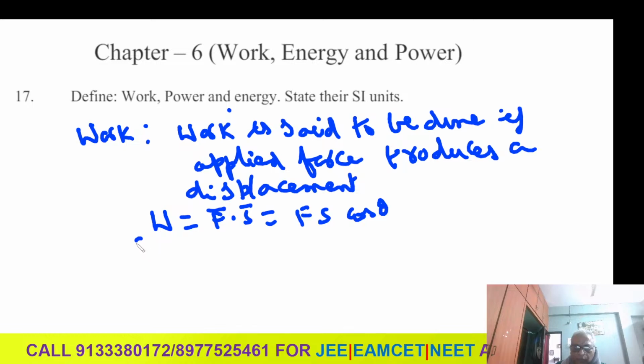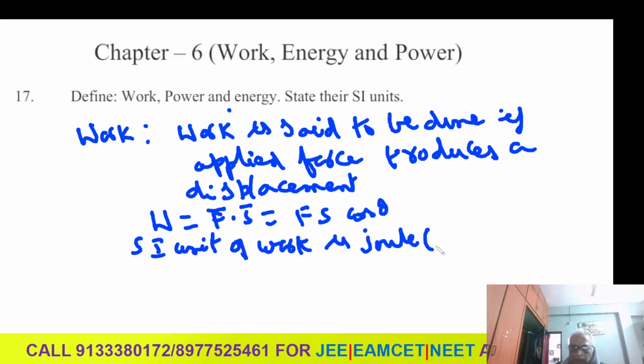SI unit of work is joule. That is the definition of work. Work is said to be done only when the applied force produces a displacement. F is called force, S is called displacement, W is called work, F S cos theta. SI unit of work is joule.